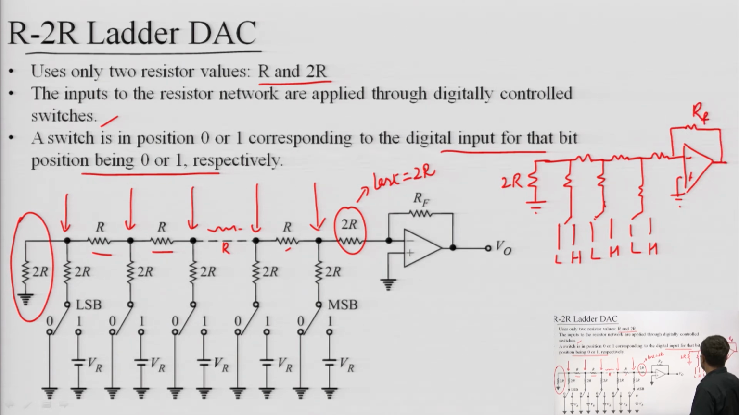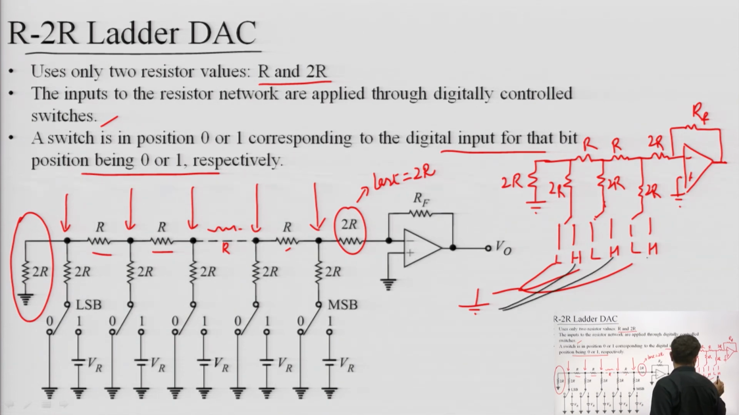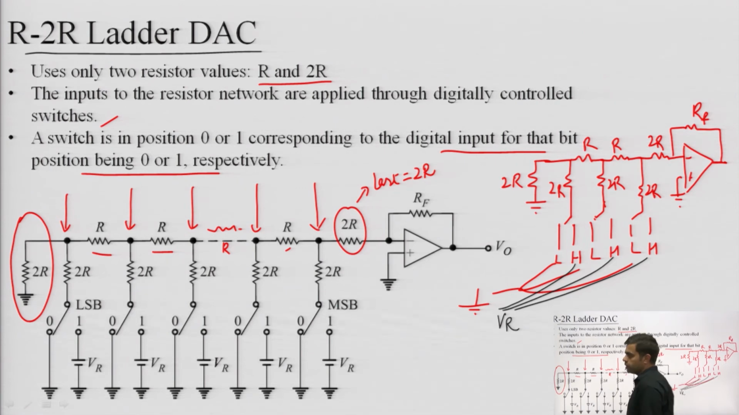RF, these all are 2R, 2R, 2R, this one is also 2R, and these are R branches. Okay. So all these L terminals will be actually grounded, and all these high terminals will be connected to VR. Okay. All these high will be connected to VR. All low will be connected to ground, high will be connected to VR. Okay.